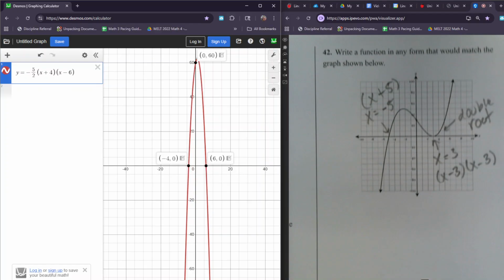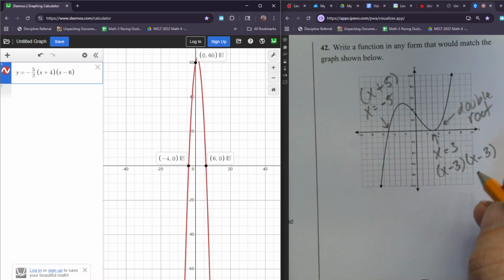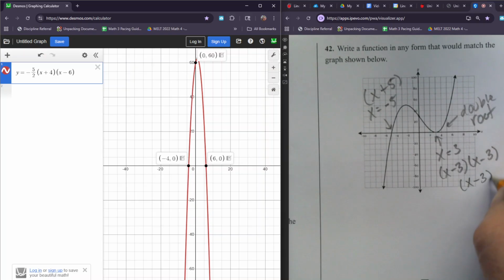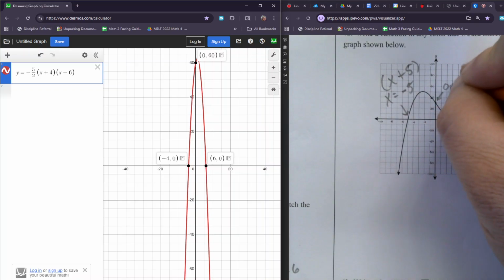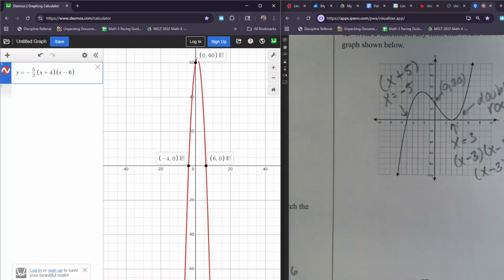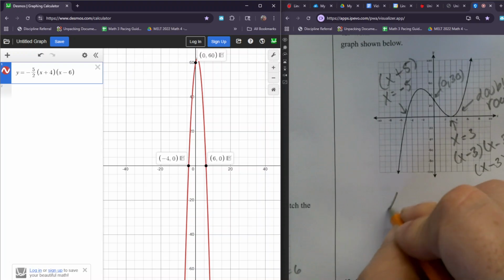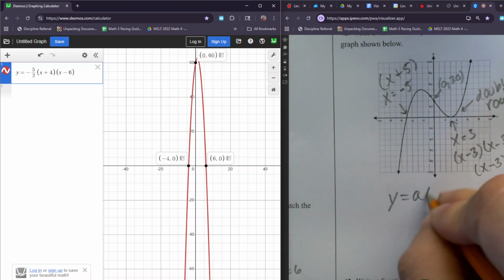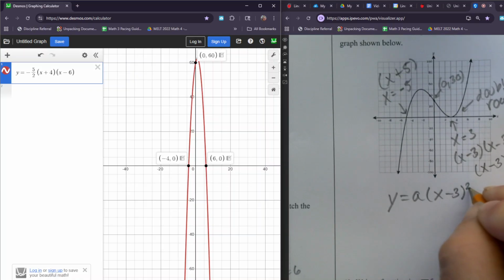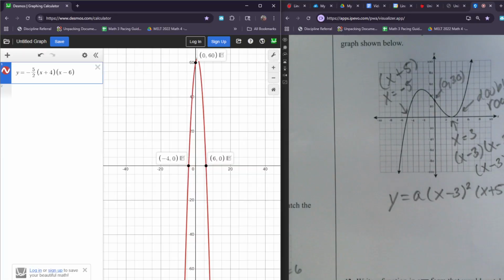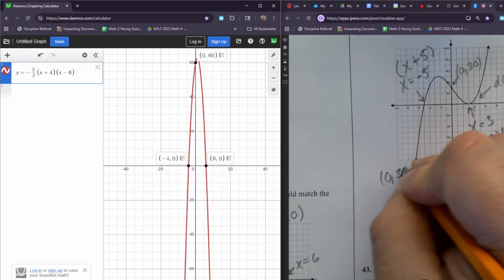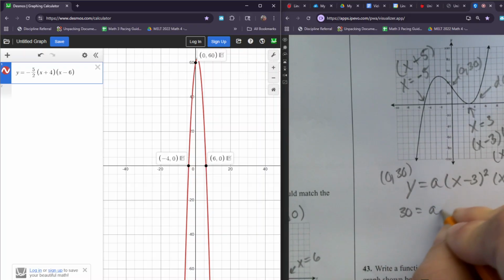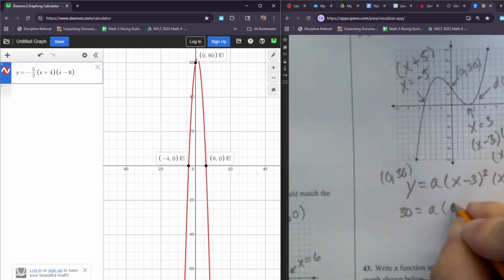Because it crosses, right? So now I'm going to write this in its equivalent form, x minus 3 squared. These are the same thing, of course. The y-intercept is (0, 30). So let's write that in. y equals a times x minus 3 squared times x plus 5, and then the y-intercept is (0, 30). So 30 equals a times... Don't ever plug anything in for a. You have to solve for that. Don't forget that.